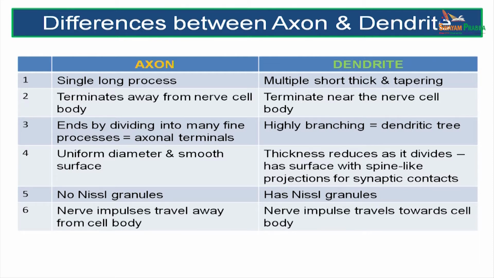An axon is of uniform diameter and it is smooth, whereas a dendrite tapers and it is spiny. There are no Nissl granules in the axon, whereas there are Nissl granules in the dendrite. Nerve impulses travel away from the cell body through an axon, whereas a dendrite brings nerve impulses towards the cell body.